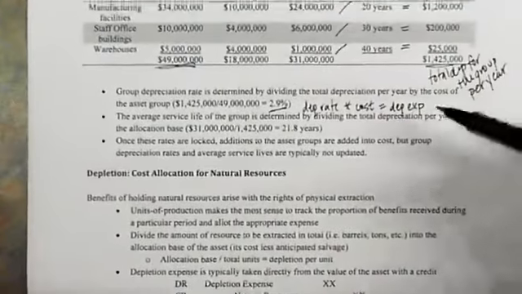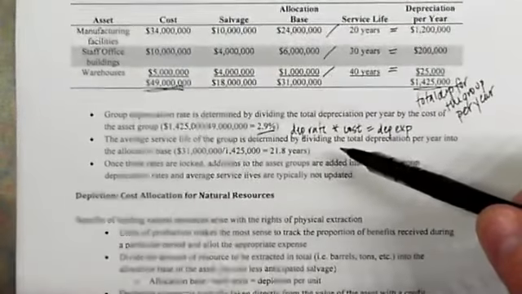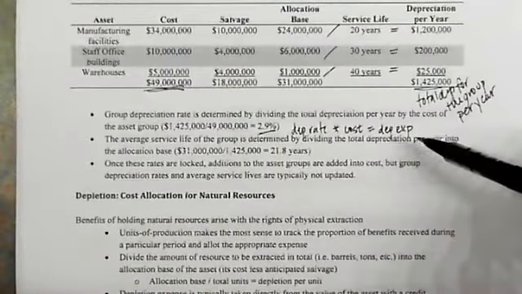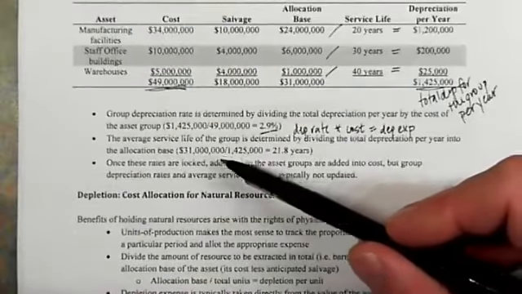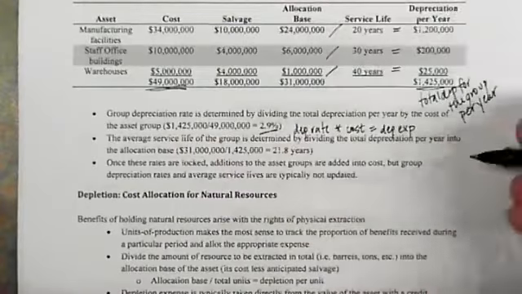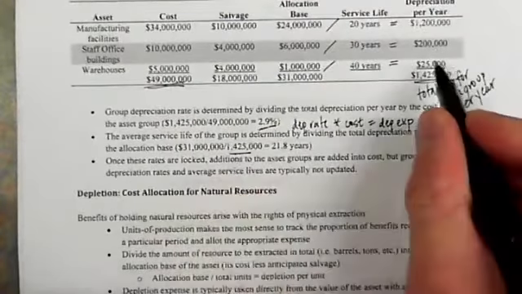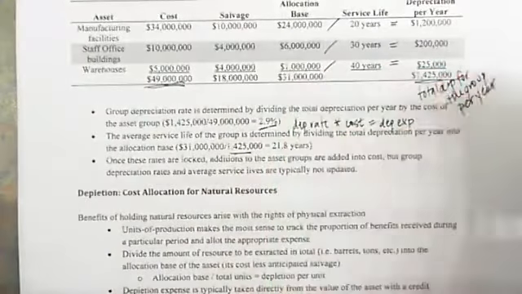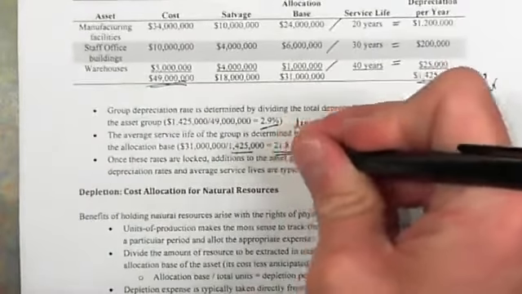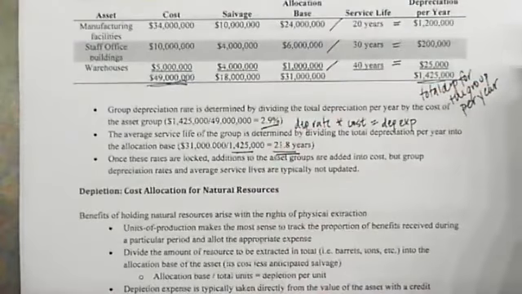I determine an average service life for the group by dividing the total depreciation per year into the allocation base. So I'm recognizing 1,425,000 per year, divide that into the group's allocation base to determine how many years I'm going to apply this for. So I would recognize depreciation on this group for 21.8 years. And again, it comes out to a sort of weighted average at this point.